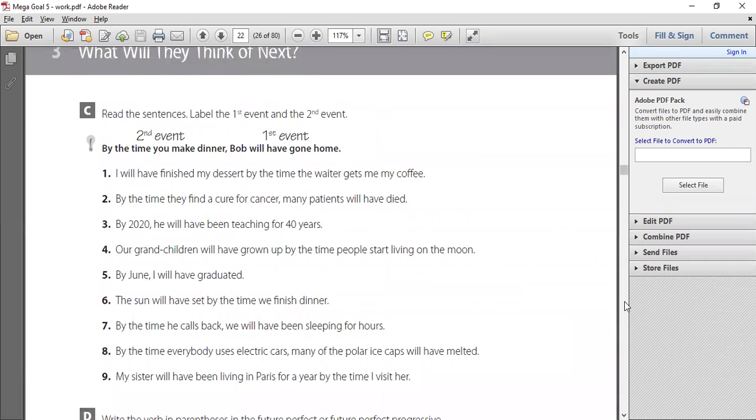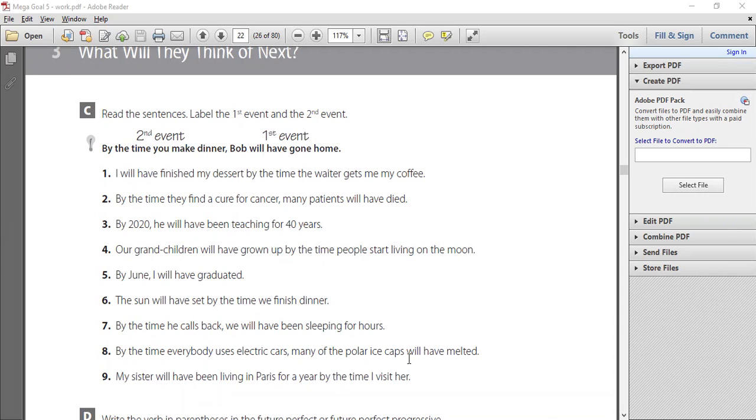So we're done with this exercise. Now let's move into exercise C. It's a very nice, easy exercise. Just to remind you, in this exercise, we're going to read the sentences and label the first event and the second event. For example, here we have an example: By the time you make dinner, Bob will have gone home. I have now two events, making dinner and Bob going home. The first event is what? Bob will have gone home. He will be at his home by the time you make dinner.